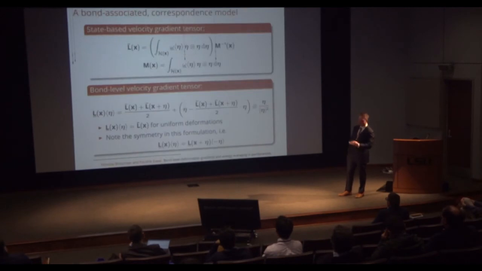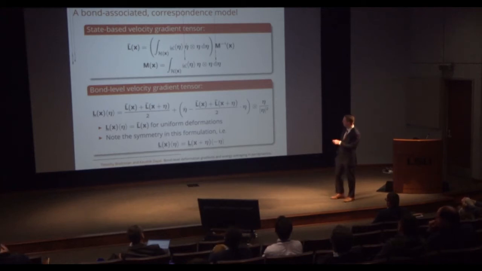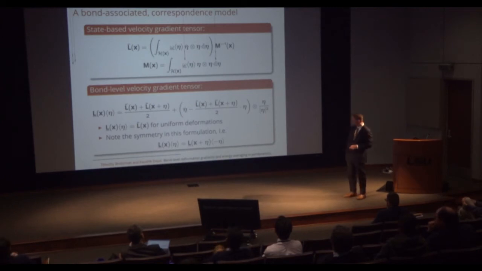This is really the most important part of the talk: we have this proposed velocity gradient. Again, this is just a first order moving least square approximation to the velocity gradient in the current configuration. But here's where things deviate, in that we use this to define the so-called bond level velocity gradient, or bond associated velocity gradient.